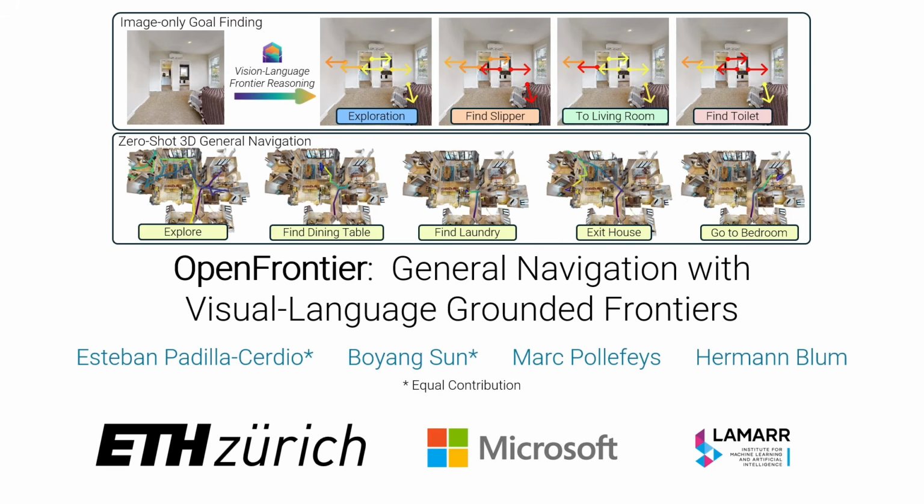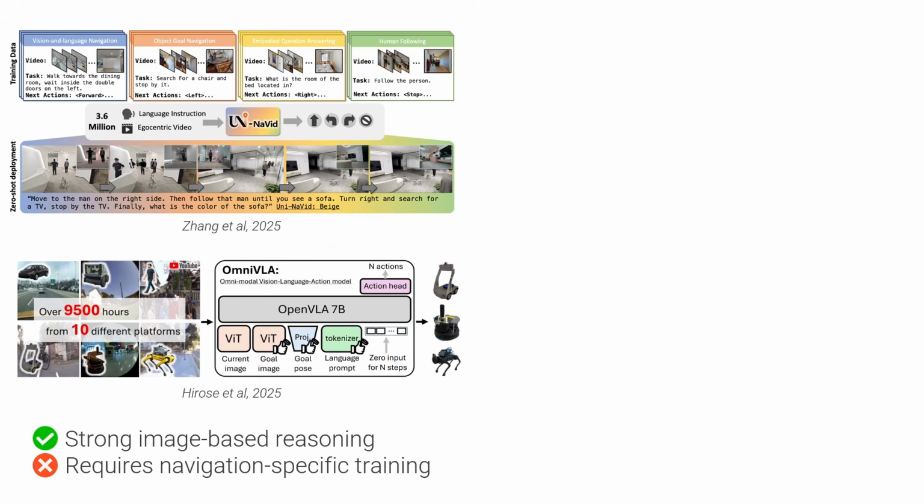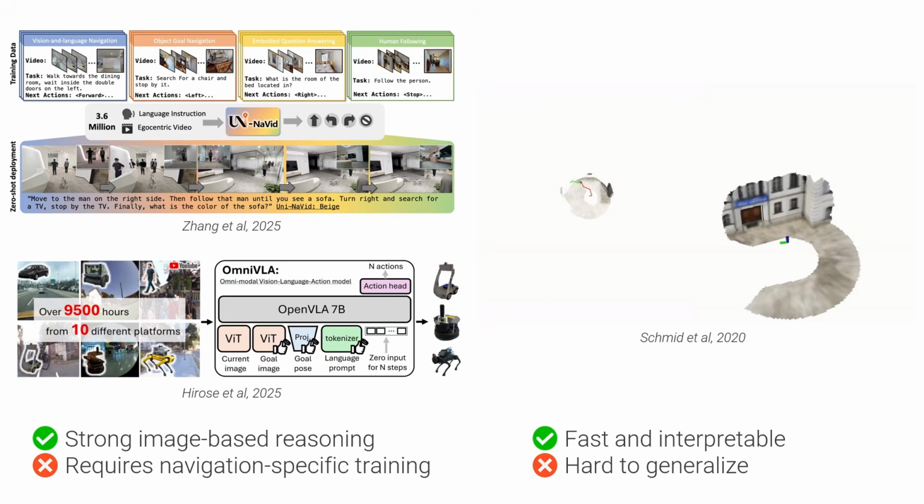We present OpenFrontier, general navigation with visual language grounded frontiers. Recent navigation methods achieve strong performance by fine-tuning VLMs. They leverage powerful image reasoning, but require large-scale in-domain data.